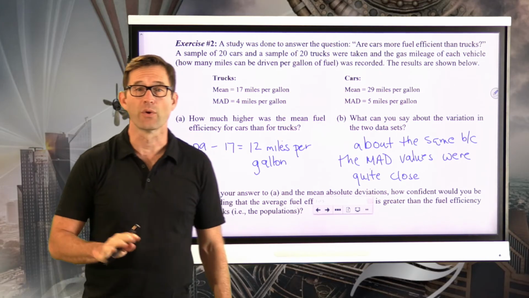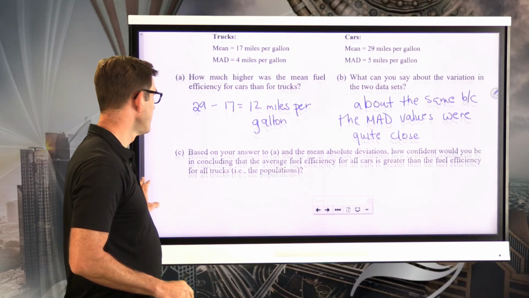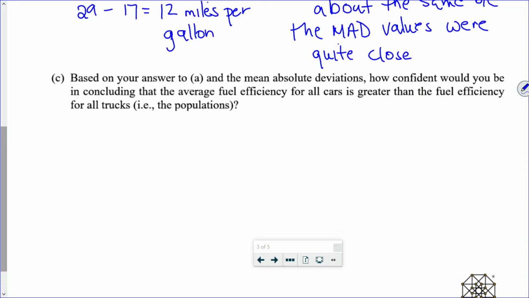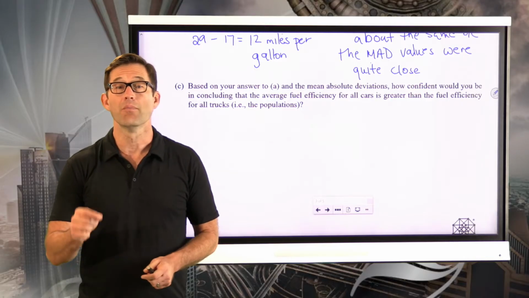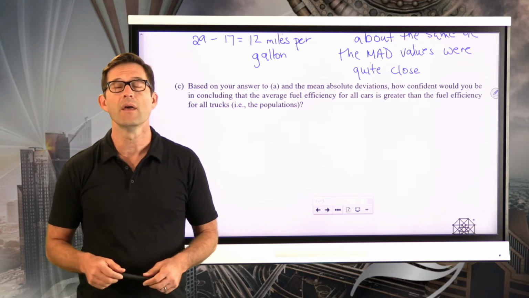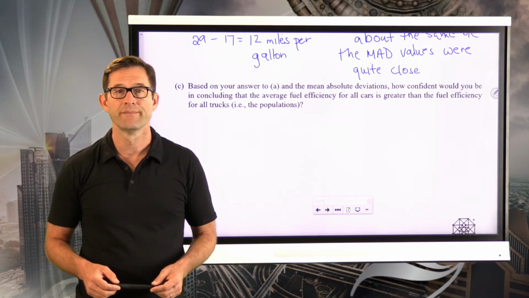All right, great. Let's take a look at letter C. Based on your answer to A and the mean absolute deviations, how confident would you be in concluding that the average fuel efficiency for all cars is greater than the fuel efficiency for all trucks, i.e. the populations? Okay, so pause the video now and just like before, tell me how confident you would be to make that inference.